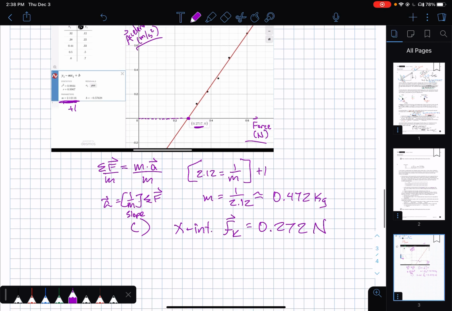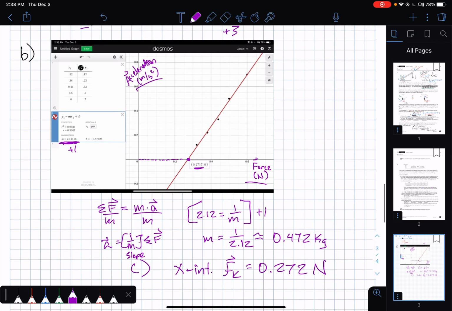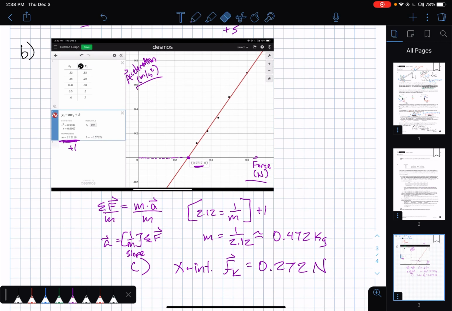So that takes care of part, sorry, that was B. The graph is I, and then right here is II.